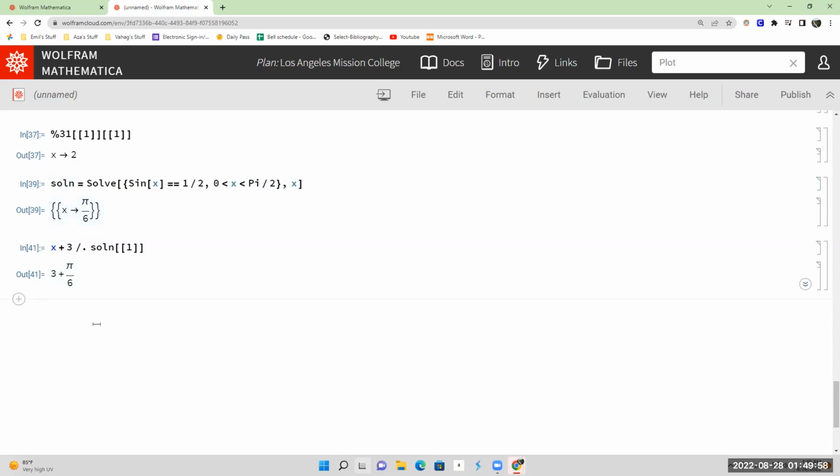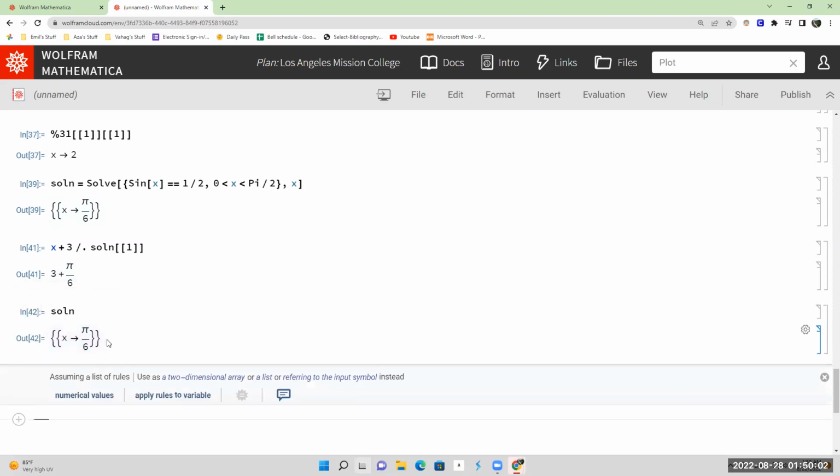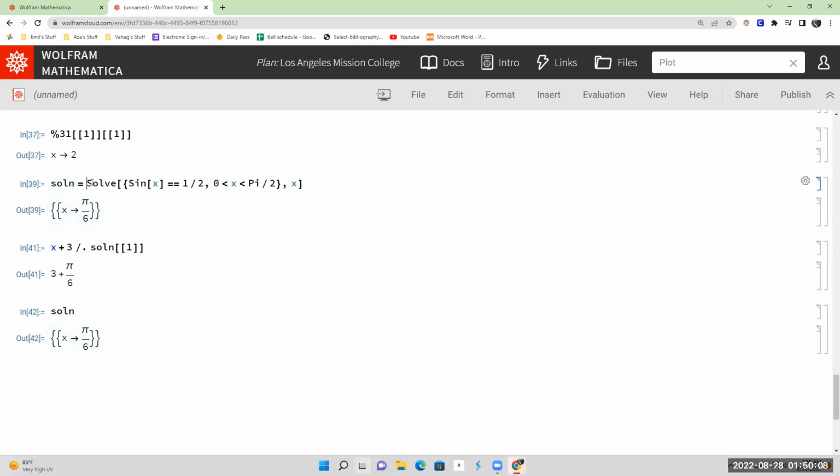So by the way, SOLN is always accessible. I already know what the solution is. I can always recall it, okay? Because I have assigned this to whatever is the output of that. So it's a very useful kind of feature that will come in handy.